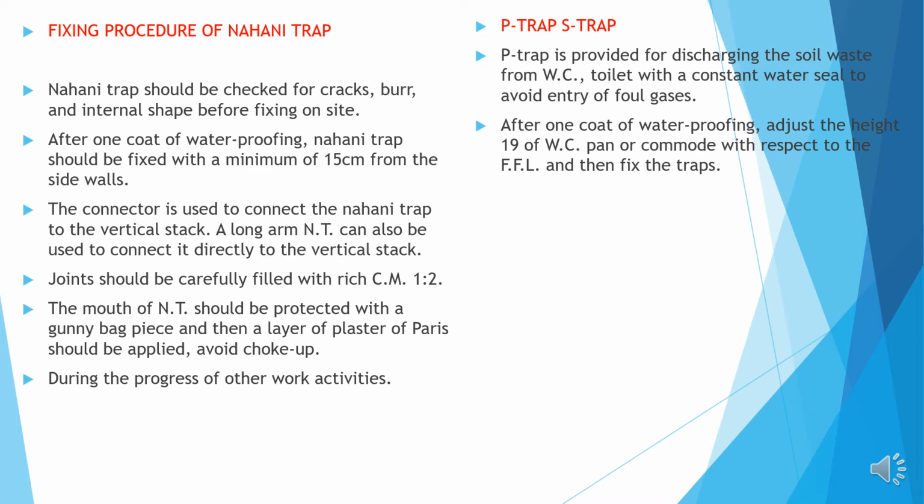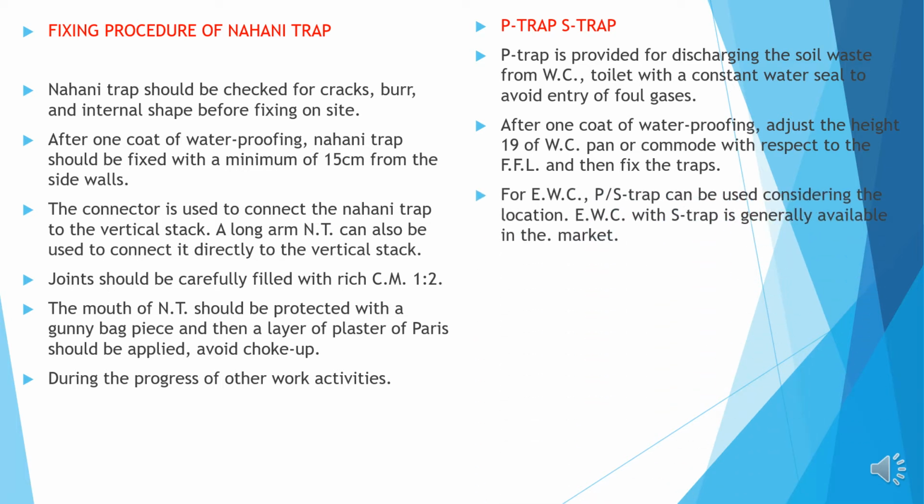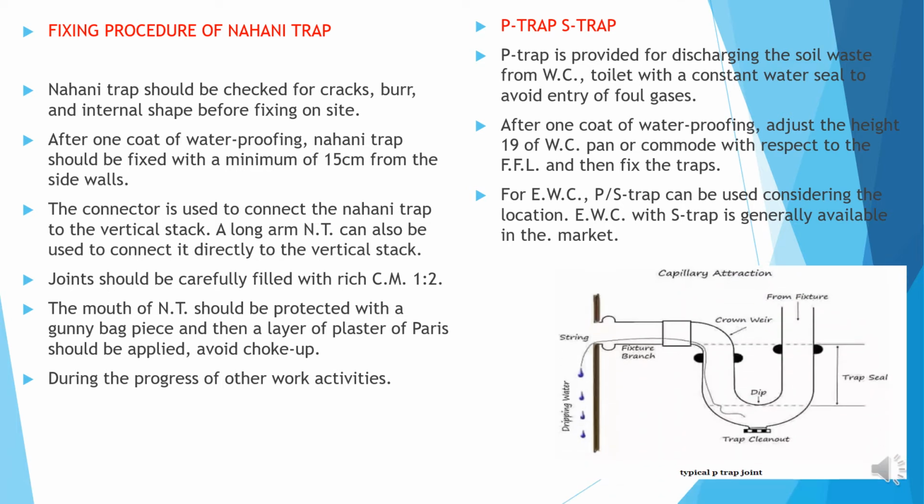After one coat of waterproofing, adjust the height of the WC pan or a commode with respect to the finished floor level and then fix the traps. For EWC, P and S trap can be used, connecting according to the location. EWC with S trap is generally available in the market.